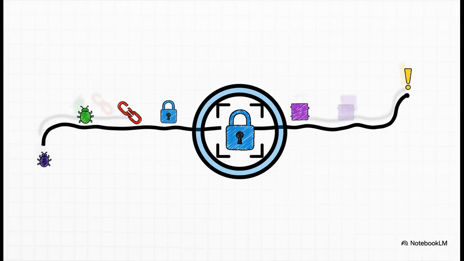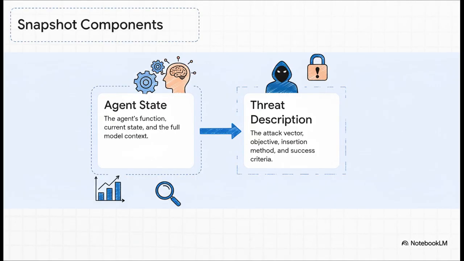To analyze this, the framework uses threat snapshots. These are abstractions that isolate and capture the full context of a single LLM call where a vulnerability might occur without needing to model the entire agent. What are the components of one of these threat snapshots?